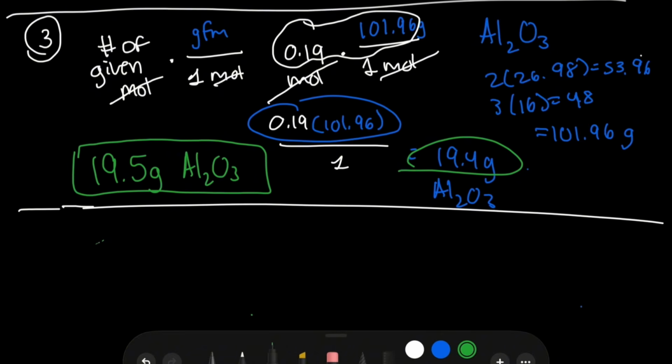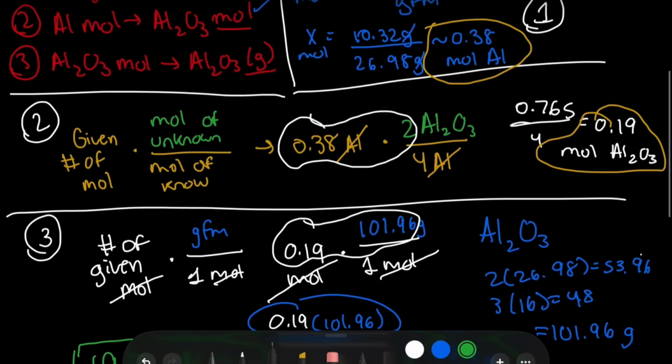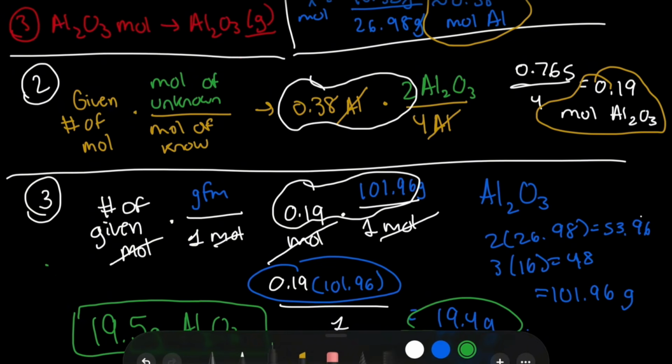This is if you round at the very end. So whenever you're using the calculator, try your best not to round any values until the end. So just keep all the values the same. Don't round any decimal places. Your actual answer would be 19.5.